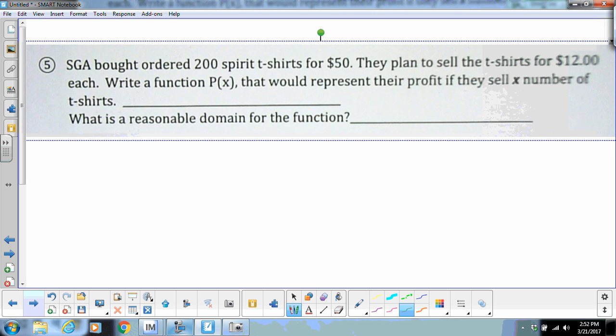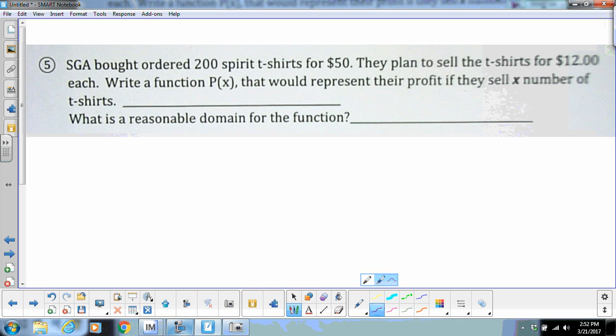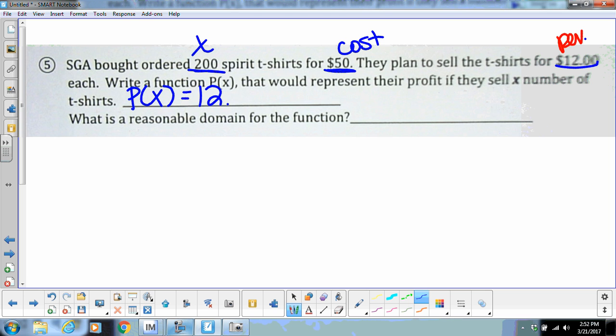Okay, let's knock out number 5 as well. Okay, again, they bought 200 Spirit t-shirts for $50. So this is how many they have. This is our X. This is our cost. They plan to sell the t-shirts for $12 each. This is your revenue. Write a function, P of X, that is our profit. So P of X is going to equal revenue, which will be $12 per t-shirt minus the $50 it cost us.